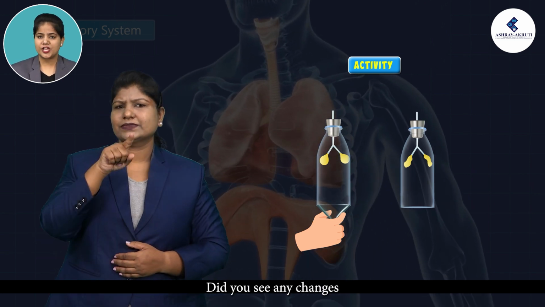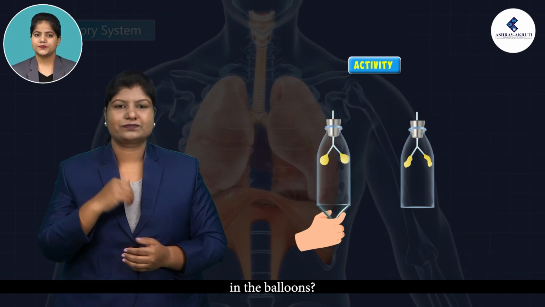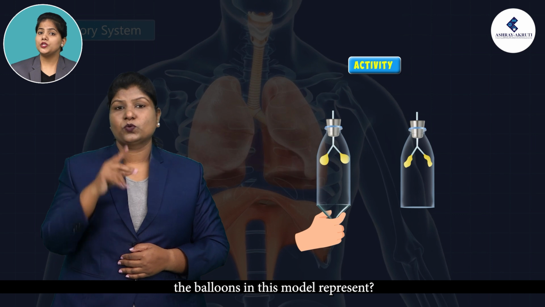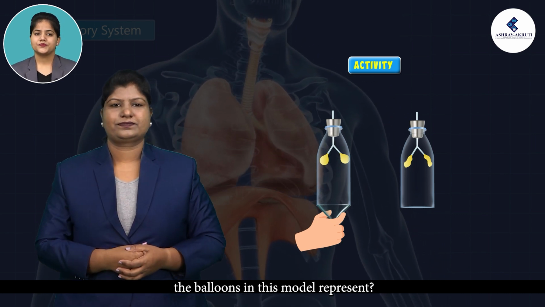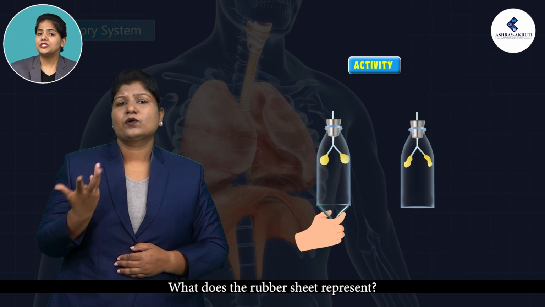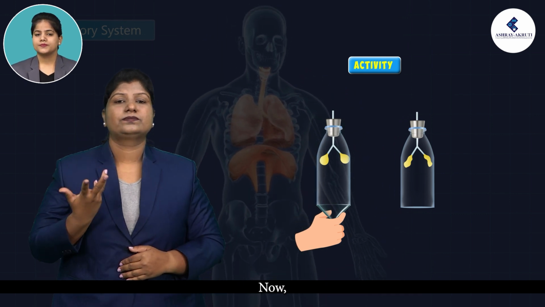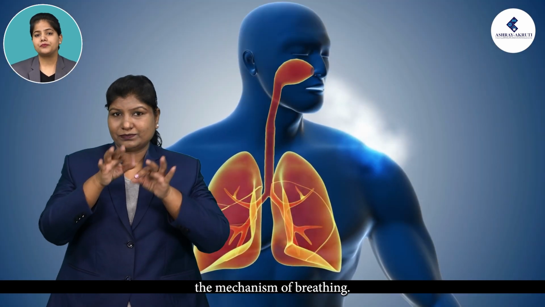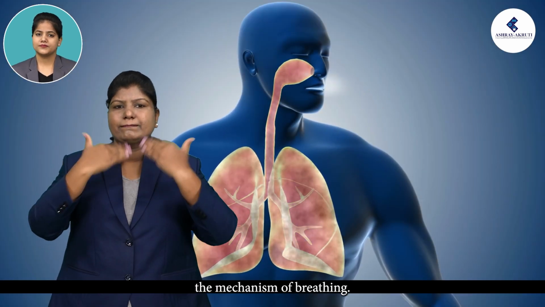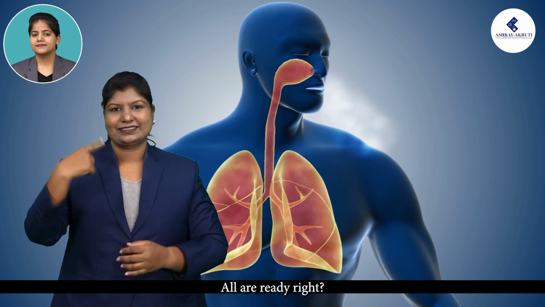Did you see any changes in the balloons? What do the balloons in this model represent? What does the rubber sheet represent? Now, you should be able to explain the mechanism of breathing. All are ready, right?